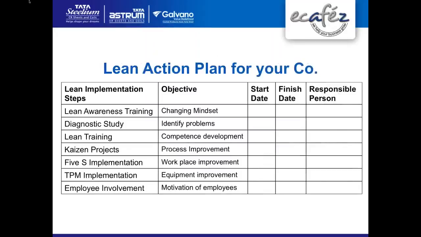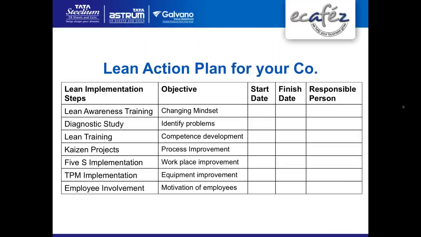Now, whatever little knowledge I have shared with all of you, it is your time to make a plan for action for your company. If you really want to adopt and implement lean in your company, you should be very clear. First is lean awareness training, which changes the mindset of the people. You have to fix a date when you want to make your people understand what lean is, and put one person responsible, maybe yourself or another senior manager. The responsibility must be delegated, and the start and finish dates must be there, so that all employees become aware. Second comes a diagnostic study of your process to identify the problems. There must be a start date, a finish date, and a responsible person to get it done.